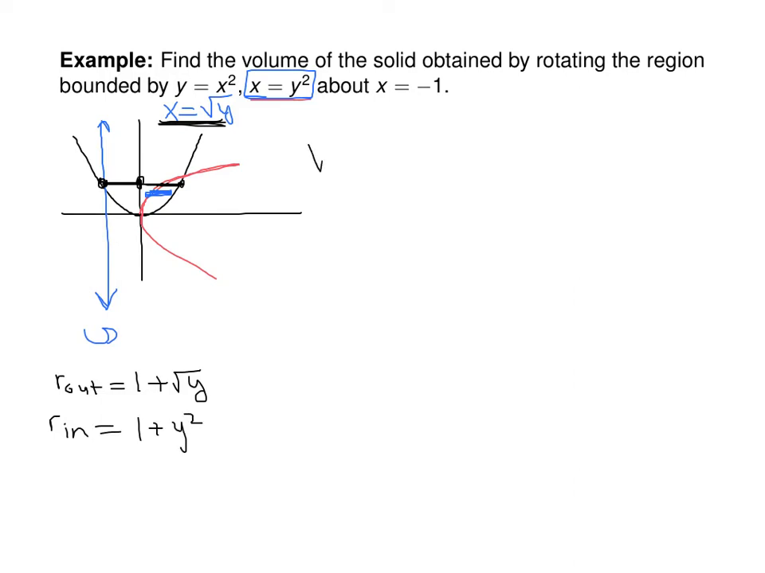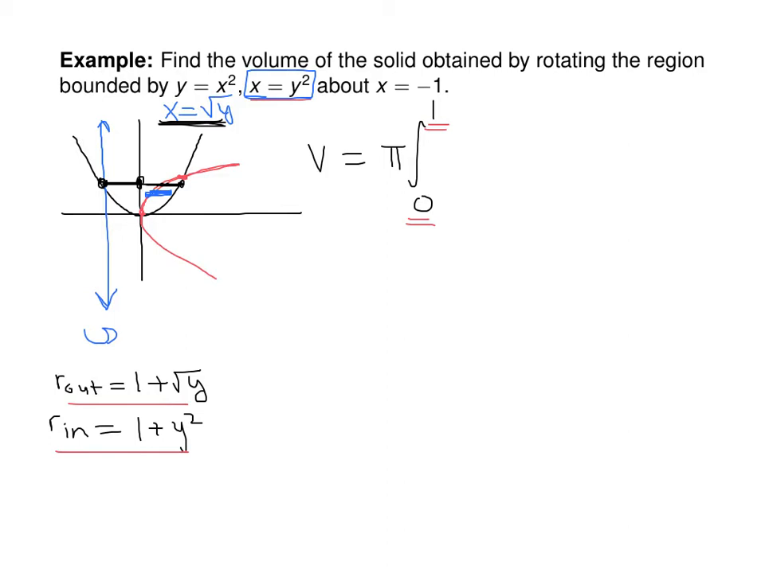Now the volume is given by pi times the integral from 0 to 1. A technical thing to note here is that these are y values, not x values, because your integral is in terms of y. Your sums begin at y equals 0 and end at y equals 1. It just happens to be the case that this point is (0, 0) and this point is (1, 1), so the x and y coordinates match.